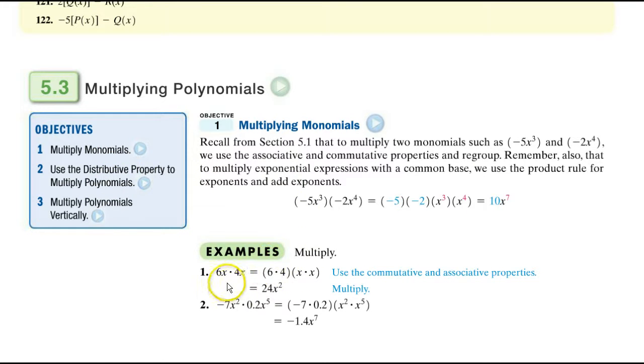So, for example 1, we're going to multiply this. Again, you could do it mentally, or if you wanted to rearrange, that's fine. But 24x squared. Now here it's a negative 7 times a 0.2 gives you a negative 1.4. Then you just add your exponents.